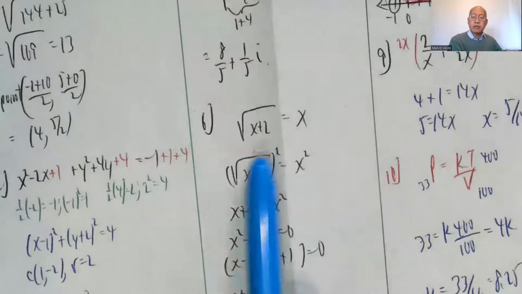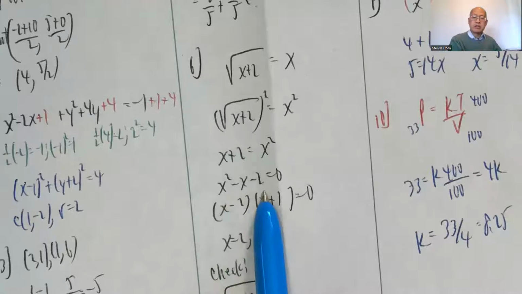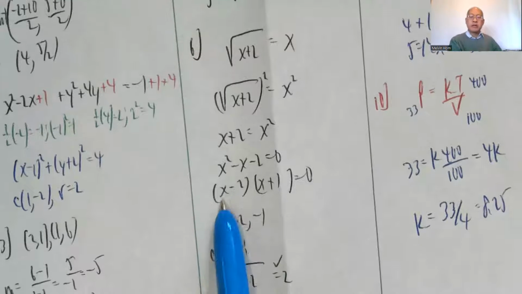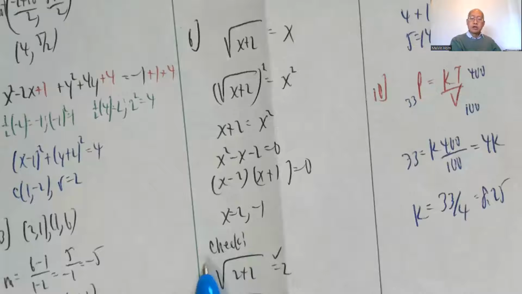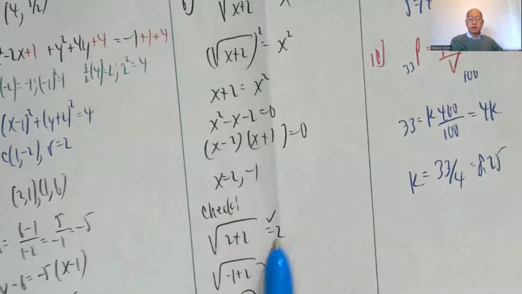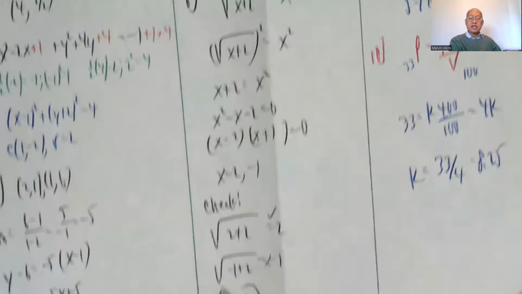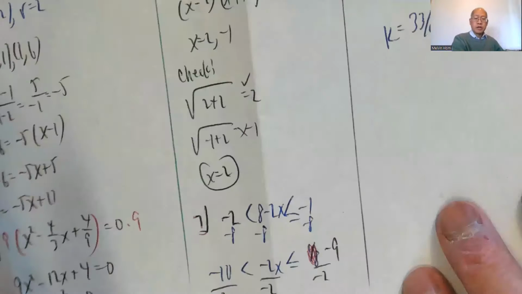Number 6, square both sides. x plus 2 equals x squared. Subtract x and 2. x squared minus x minus 2 is 0. Factor: (x minus 2)(x plus 1) equals 0. So x is 2 or -1, but you have to check. 2 does check. If I plug in a 2, the square root of 2 plus 2, 4, is equal to 2. However, -1 does not check. -1 plus 2 is not equal to -1. So the only real solution is 2.